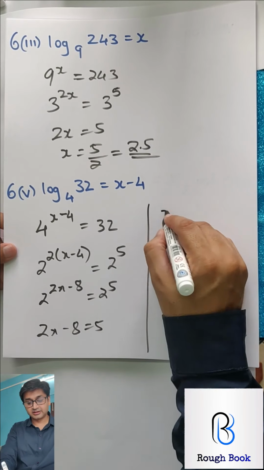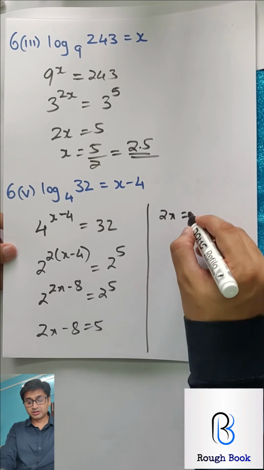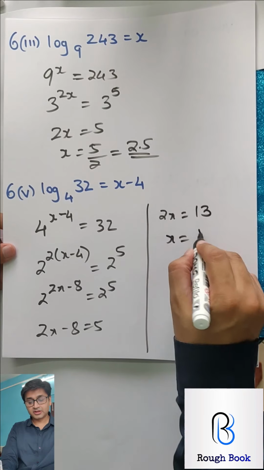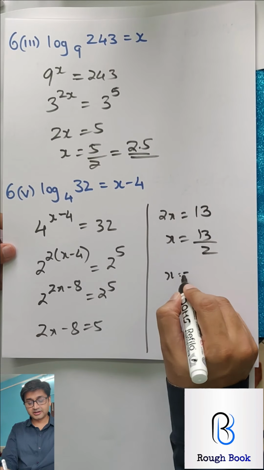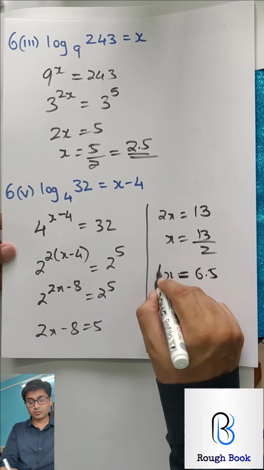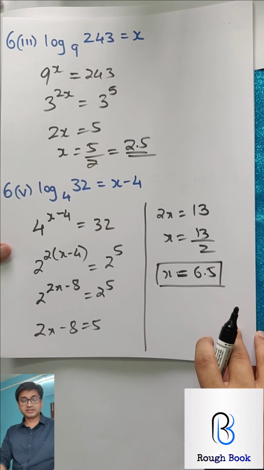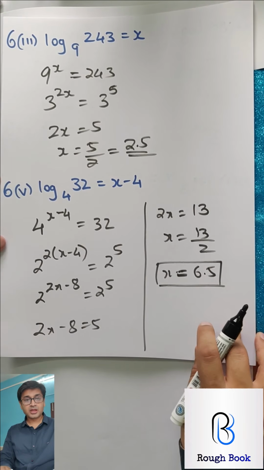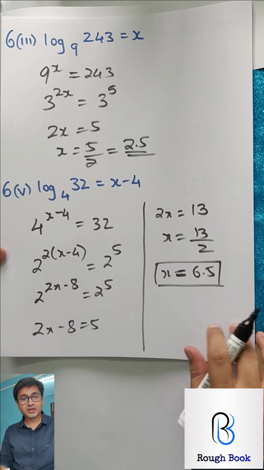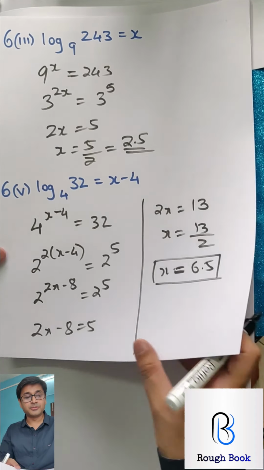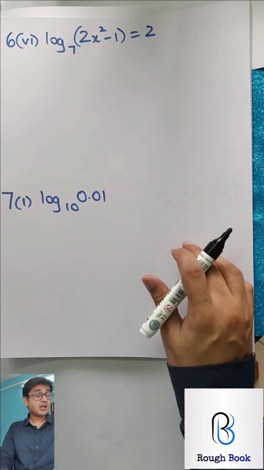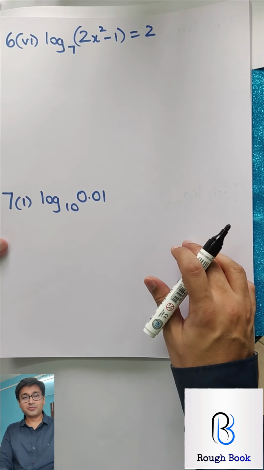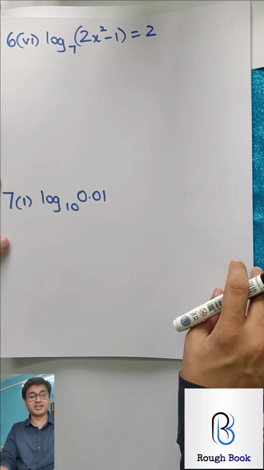So what will I get then? 2x, 8 goes on the other side, becomes 13. So 13 by 2. Write it in decimals or mixed fraction, whatever you want. I am writing it in decimals. So 6.5. Are you finding this very simple? Isn't it going with a very simple pace and very smooth? Because you guys are smart. I am not joking this time. Come on, try next one.